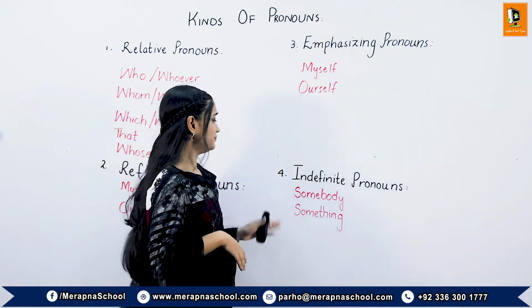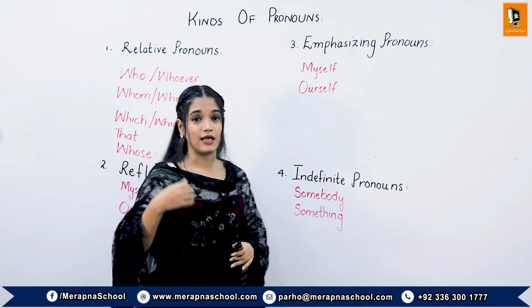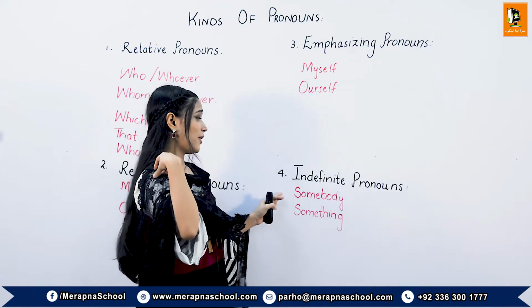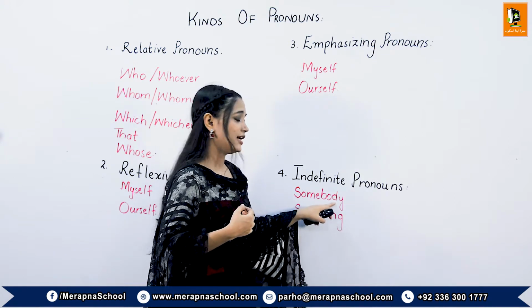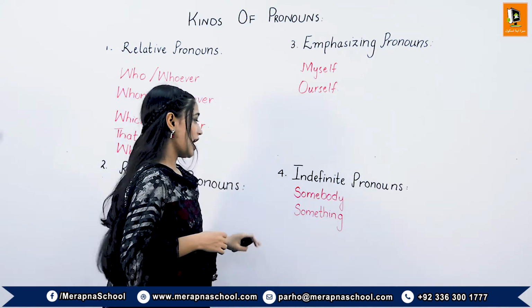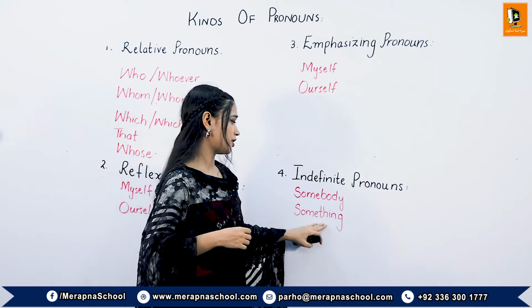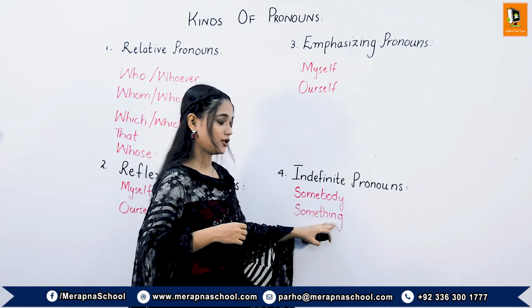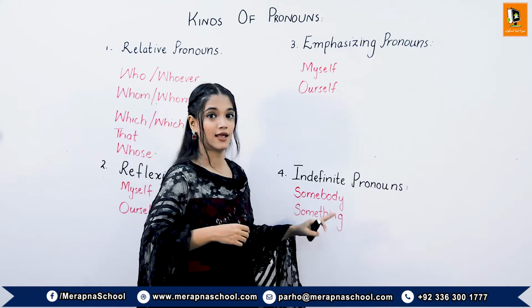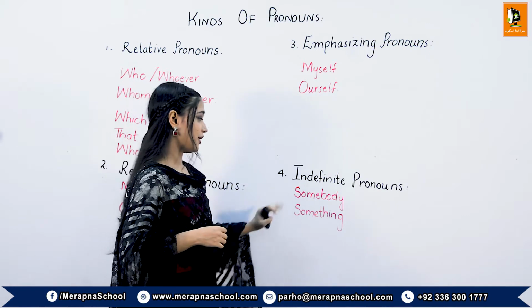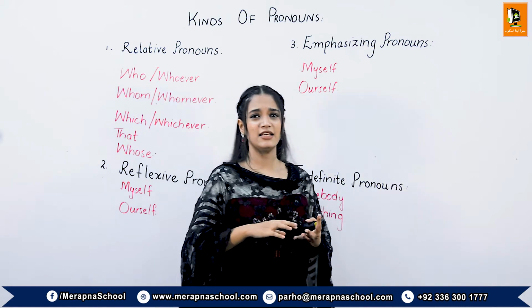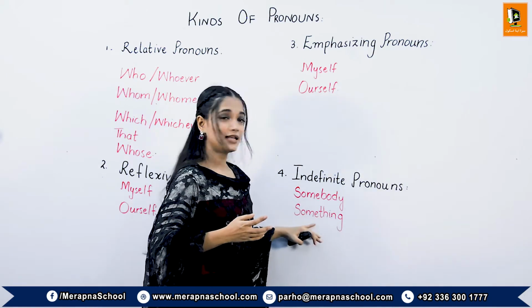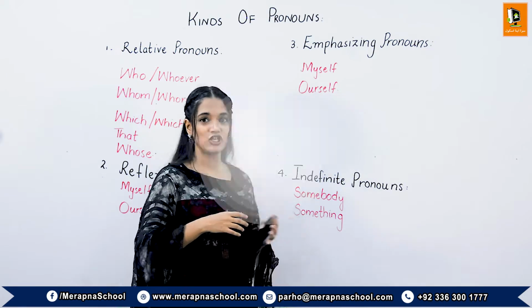For example, somebody, something. When the word body is used, it is referring to a person, and when the suffix thing is used, it is referring to a thing. For example, somebody is doing their work, or something is placed under the chair.